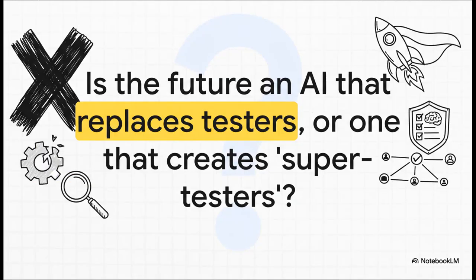So, what does it all mean? Well, the evidence seems to be pointing in one direction. We probably aren't looking at an AI that's going to replace human testers. What we're likely looking at is an AI that creates super testers. It's going to be a powerful assistant that can handle all the boring, repetitive work, which frees up the human experts to do what they do best, thinking critically, creatively exploring the edges, and making sure the quality is truly there.